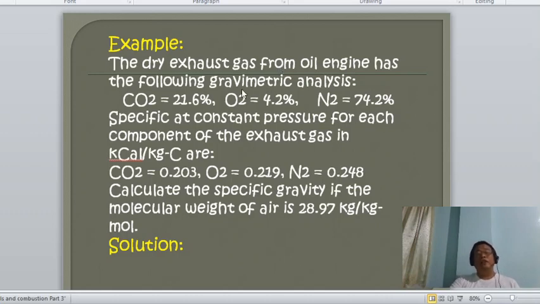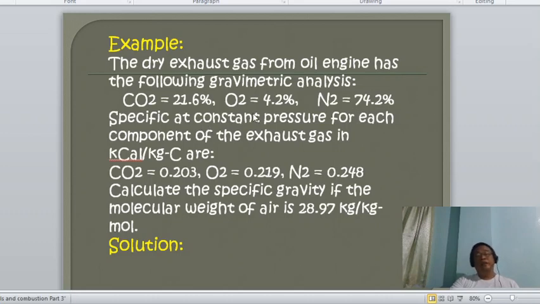The specific heat at constant pressure for each component of the exhaust gas is in kilocalories per kilogram degrees Celsius. For carbon dioxide, that is 0.203. For oxygen it is 0.219. And for nitrogen it is 0.248.